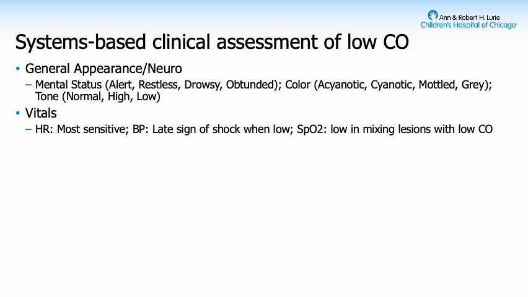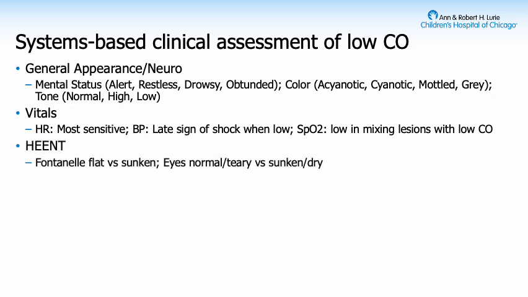And pulse oximetry can be helpful in the sense that in mixing lesions, where your systemic saturation is a mixture of your pulmonary vein sat and your systemic vein sat, if your systemic vein sat or SVO2 is low, then that will lower your overall oxygenation. And so in mixing lesions with low cardiac output, we see that the pulse ox is often low.